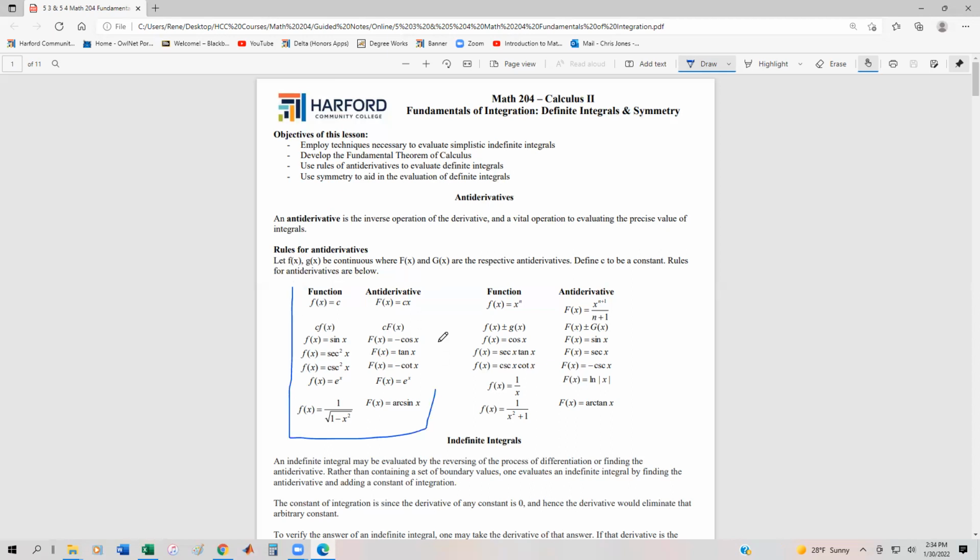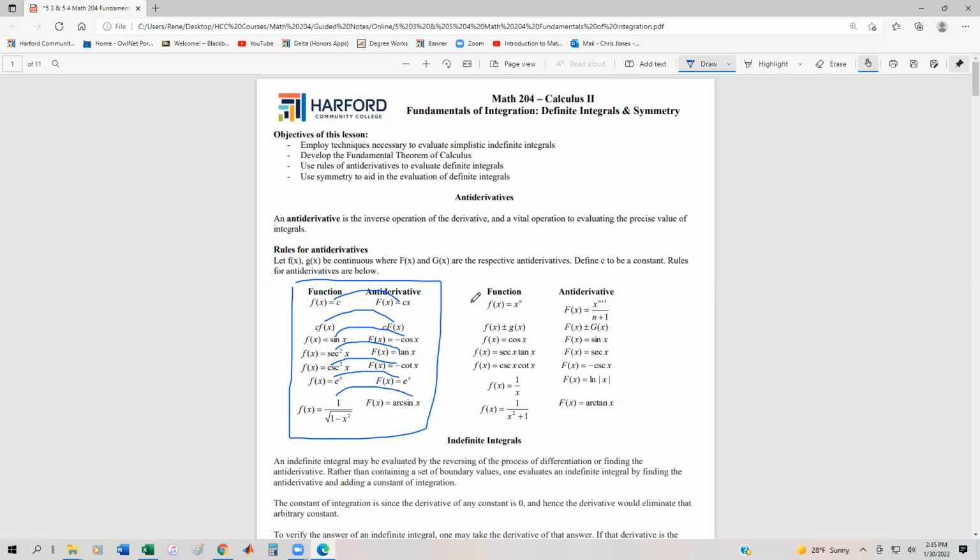Going through these, the antiderivative of any constant is the constant times x, as long as we're in a continuous function represented by the variable x, which we're integrating with respect to. If you have a constant times a function, it's the constant times the antiderivative. The antiderivative of sine is negative cosine. The antiderivative of secant squared is tangent. The antiderivative of cosecant squared is negative cotangent. The antiderivative of e to the x is e to the x, the easiest one. The antiderivative of 1 over the square root of 1 minus x squared is arcsine.